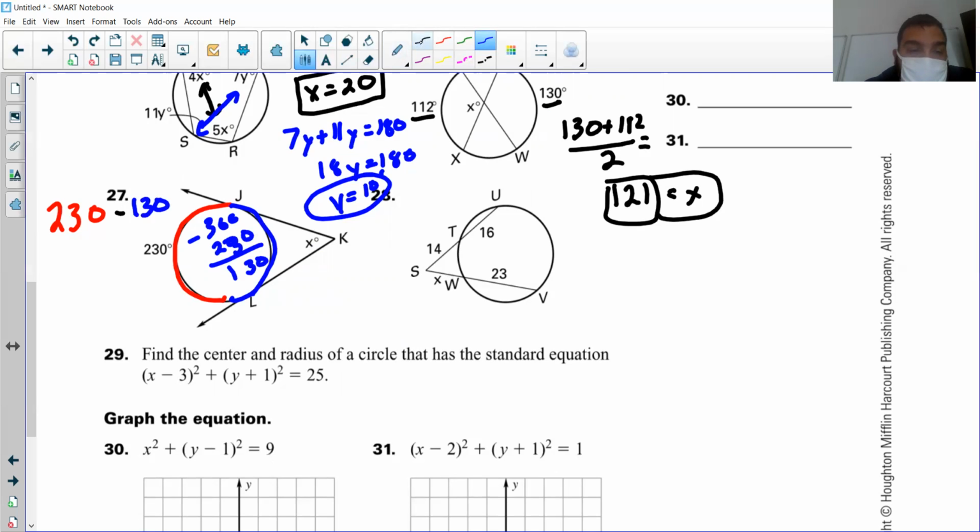Now 230 minus 130 is 100, over 2. So x equals 50.